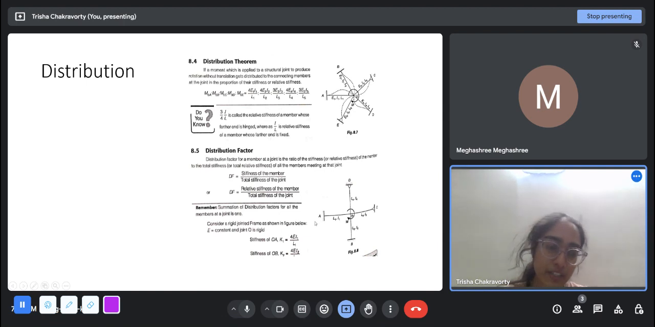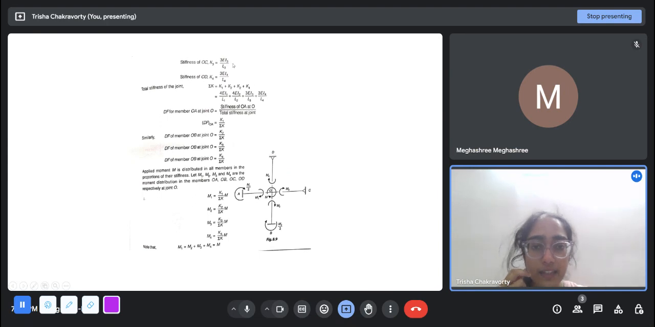Here we consider this rigid joint. Stiffness at OA is 4EI1 by L1 because it is fixed. Stiffness at OB is 4EI2 by L2. At OC and OD it is 3EI by L. So we add these, we get this delta K, and the distribution factor for OA will be K1 by delta K. For OB it will be K2 by delta K, and similarly for the others.